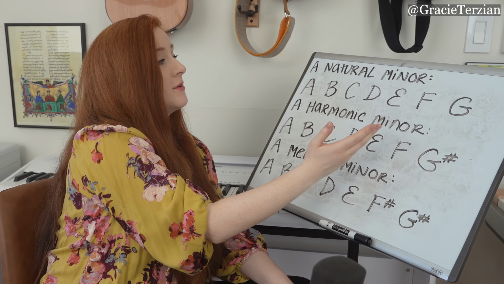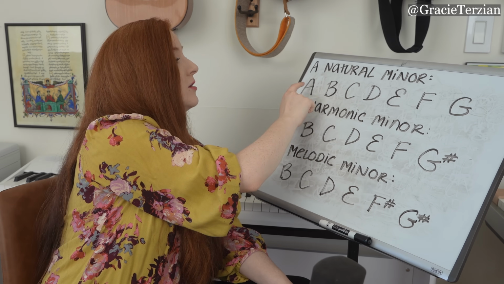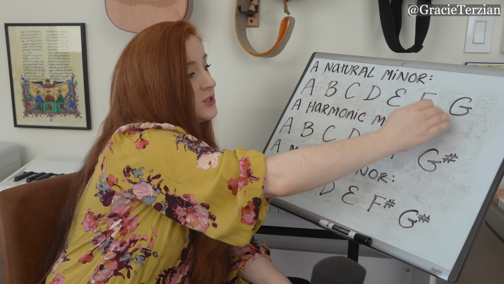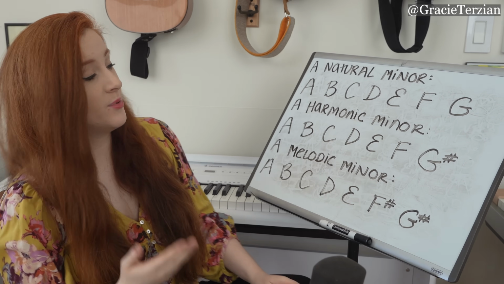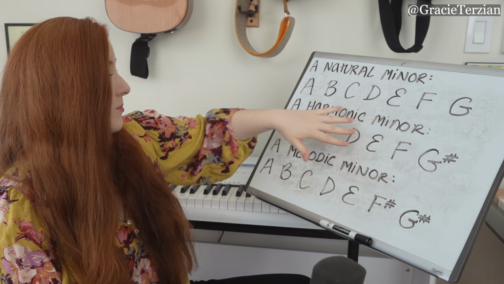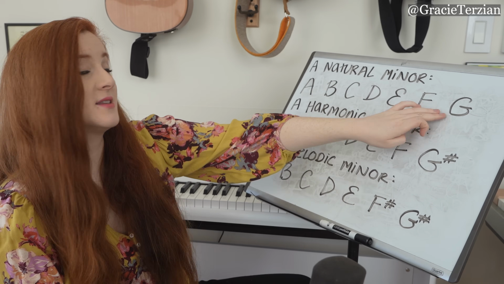And so what's the seventh note in that natural minor scale? 1, 2, 3, 4, 5, 6, 7. It's G, right? So if we were to raise G up 1/2 step, it turns into G sharp, right? So therefore the harmonic minor scale has a raised seventh degree.